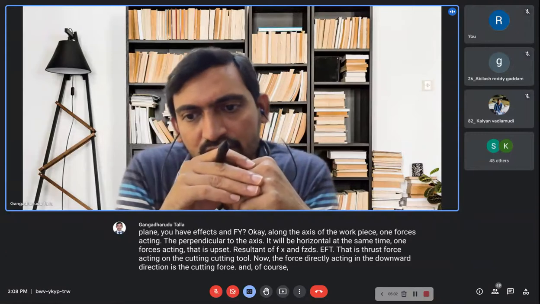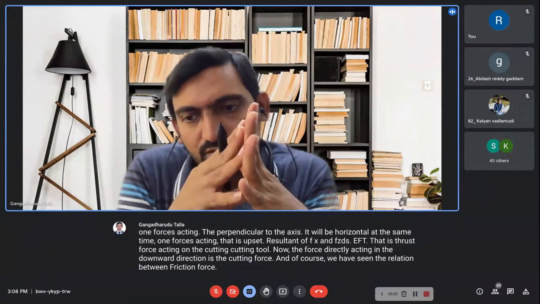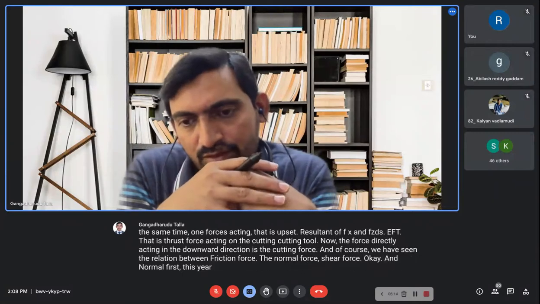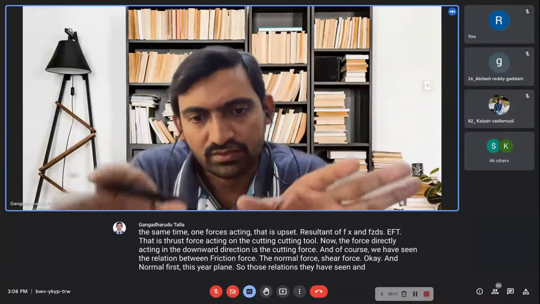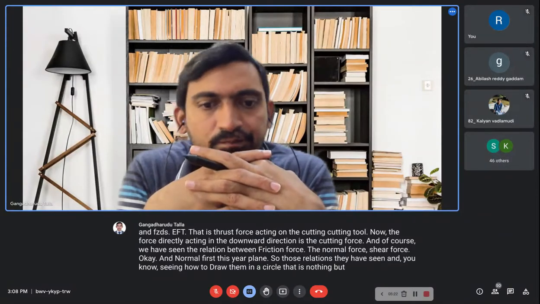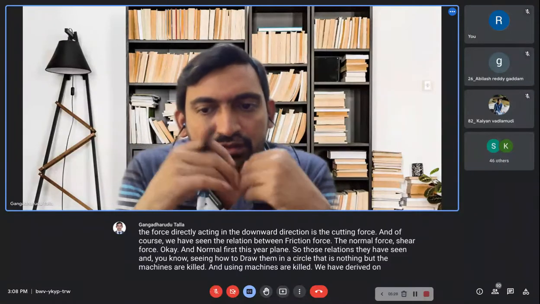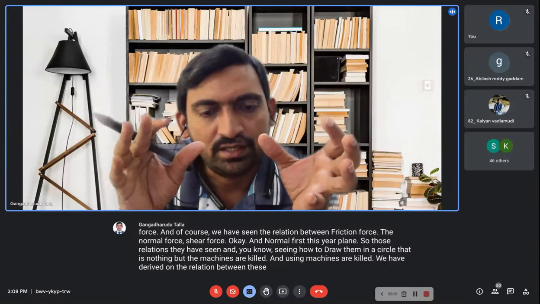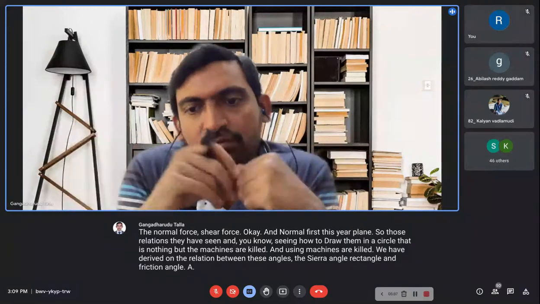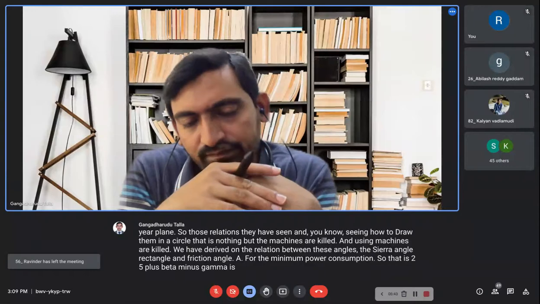And of course, we have seen the relation between friction force, normal force, shear force, and normal force to the shear plane. Those relations we have seen, and how to draw them in a circle, that is nothing but the Merchant circle. Using the Merchant circle, we have derived the relation between the shear angle, rake angle, and friction angle for the minimum power consumption. That is 2 phi plus beta minus gamma is 90 degrees.